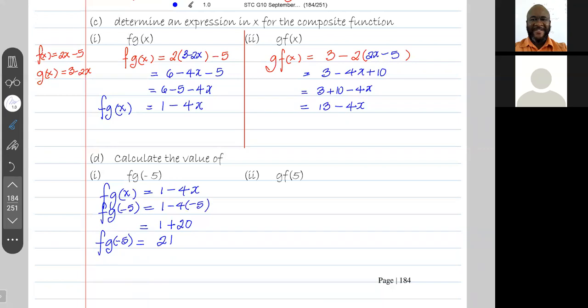Guys, please find g of f of 5, given that g of f of x is equal to 13 minus 4x. So I want you to find g of f of 5, given that g of f of x is 13 minus 4x.